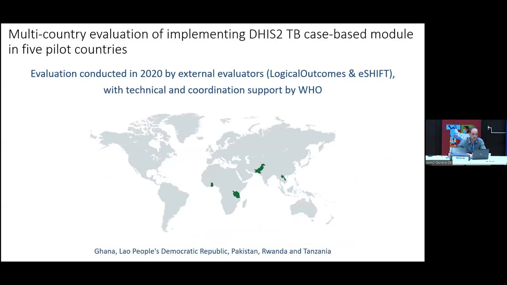So this was an evaluation that was conducted in 2020. It was conducted by an external team from Logical Outcomes and eShift, with technical support and coordination by us here at WHO. And the 5 countries that participated in this evaluation were Ghana, Laos, Pakistan, Rwanda, and Tanzania.